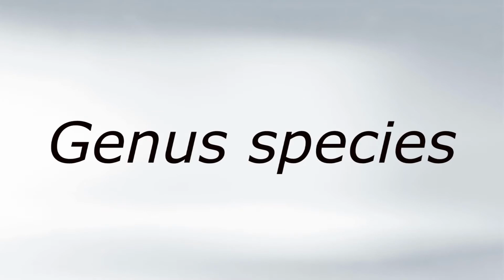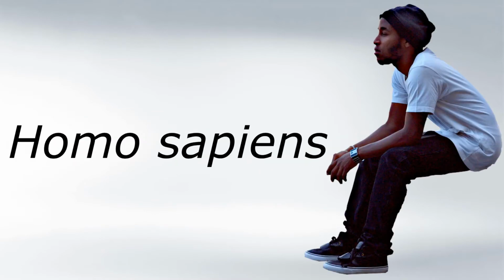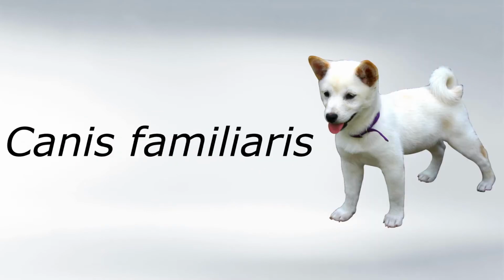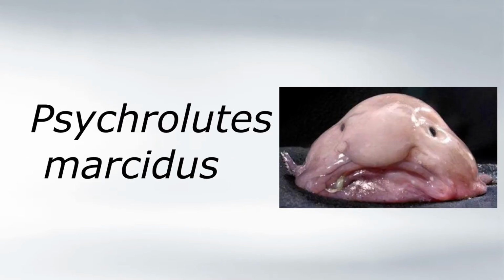Things spread out more and more until you get to species, which is the most specific category of organism. If you want to name organisms, do it like this. So, for example, Homo sapiens are humans, Canis familiaris are dogs, and Cichlutes marcidus are blobfish.